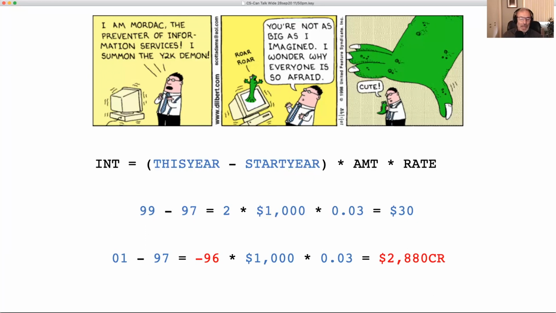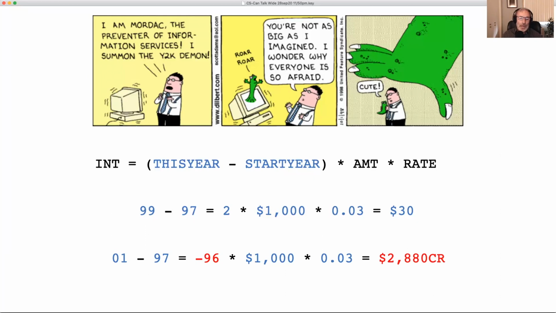And of course, the banks didn't like this idea at all. They were really afraid of it because the average bank in Canada at the time had about 500 million lines of source code, and they had no idea where the computations that might depend on this were in it.